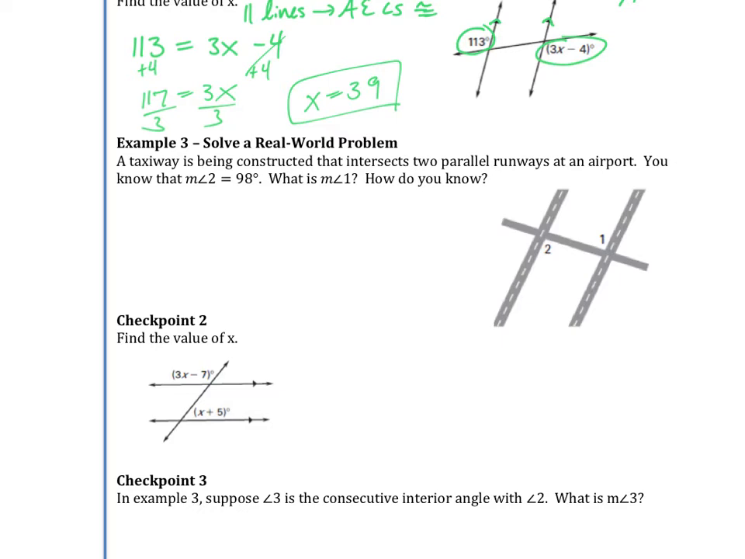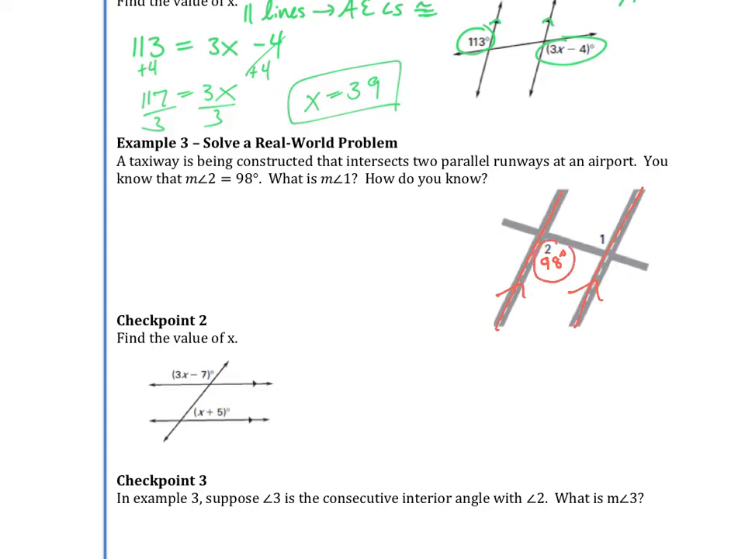Example 3, solve a real-world problem. A taxiway is being constructed that intersects two parallel runways. So we're saying that these runways are parallel. You know that the measure of angle 2 is 98 degrees. What is the measure of angle 1 and how do you know?